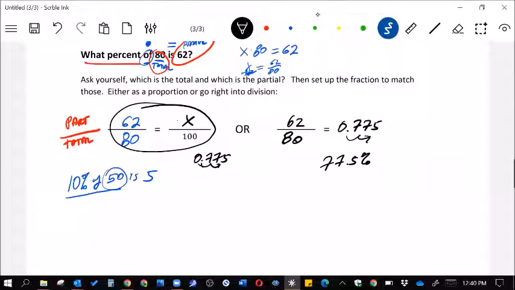If you're not using a calculator, you would need to do 62 over 80. Let's make that easier and better to see. I would divide by 2, so I get 31 over 40. Ooh, that's still tough. I'm going to have to do some long division here. So it's definitely easier in this case to use the calculator to get that number. Okay, so 0.775.